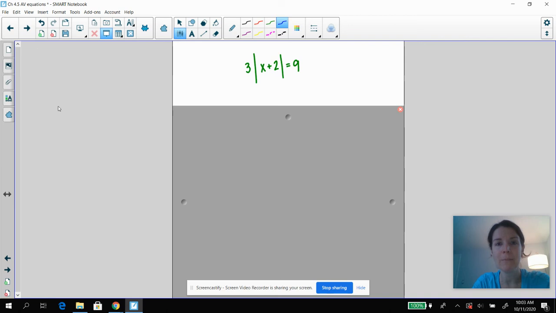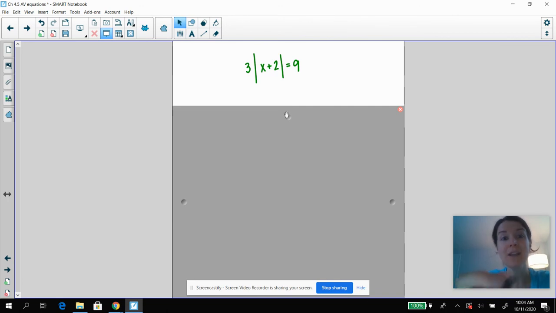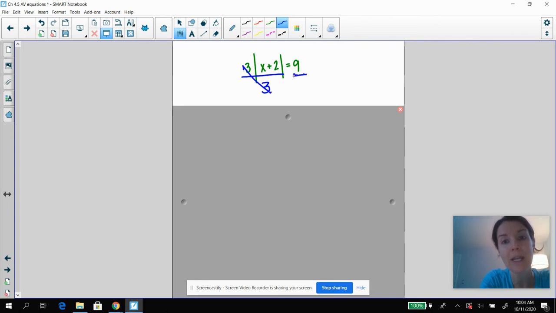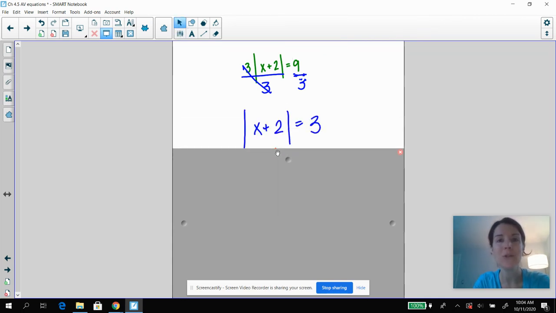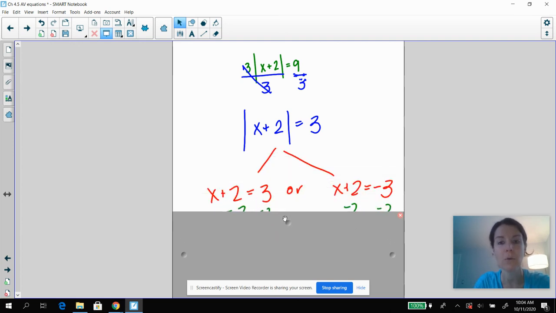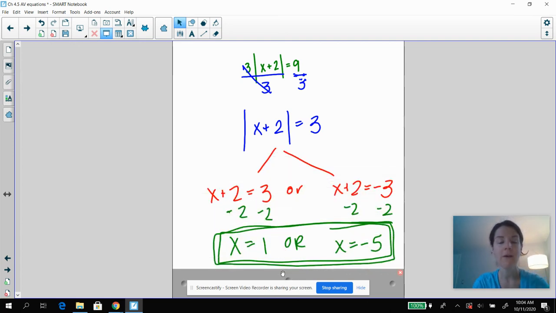Okay, last problem. I want you to pause the video and try it. Okay, we're back. So hopefully you realized the very first step here is to divide both sides by 3 before you tackle the pipes. So we got to get the 3's out of there, and then you are left with this problem. You know how to do these. You're going to make two equations, solve, and you get x equals 1 or x equals negative 5.